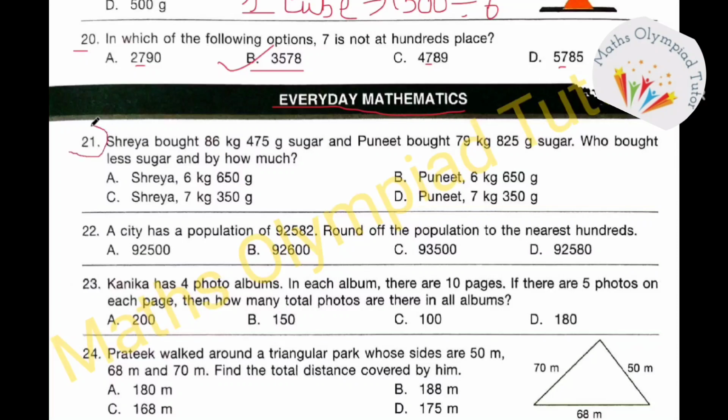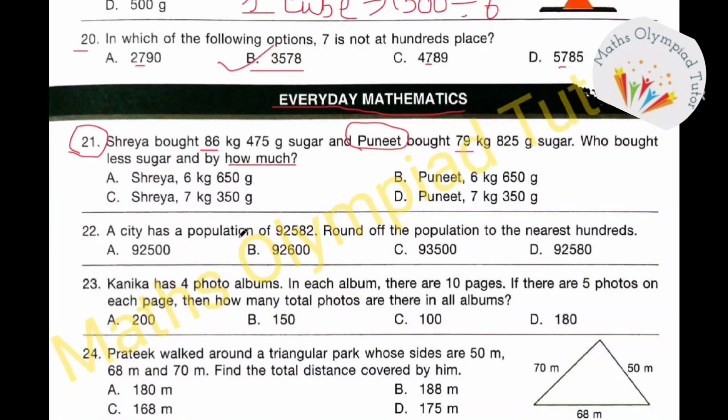Question 21. Question 21 here is: Shreya bought 86 kg 475 gram sugar and Puneet bought 79 kg 825 gram sugar. The question is who bought less sugar and by how much? So we can easily check who is buying less sugar. Shreya is buying 86, Puneet is buying 79, so obviously Puneet is buying less. Now the question is by how much?